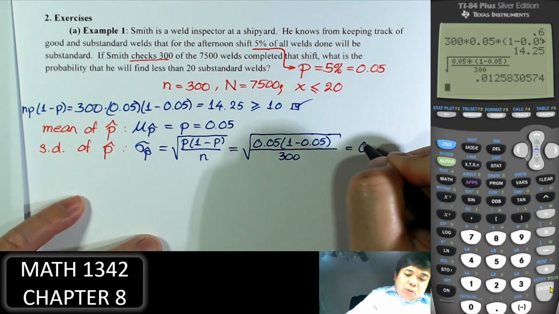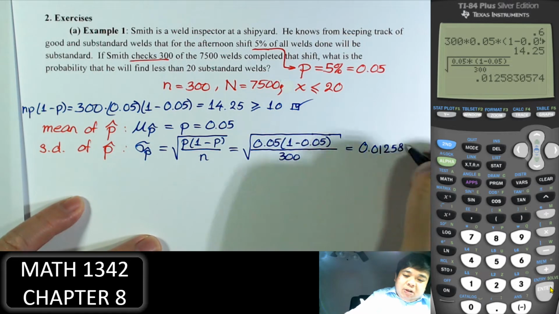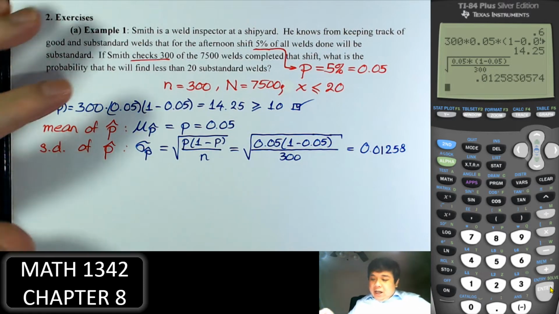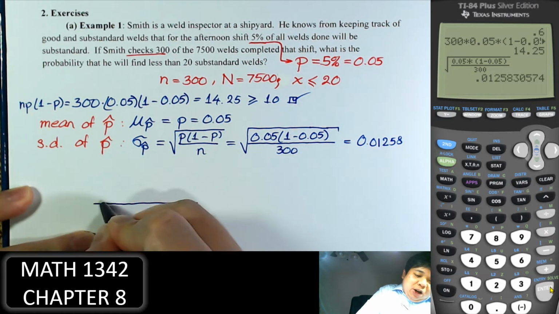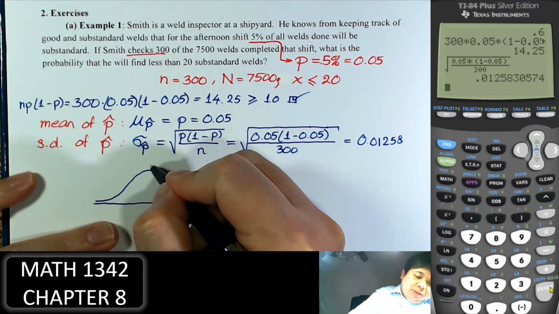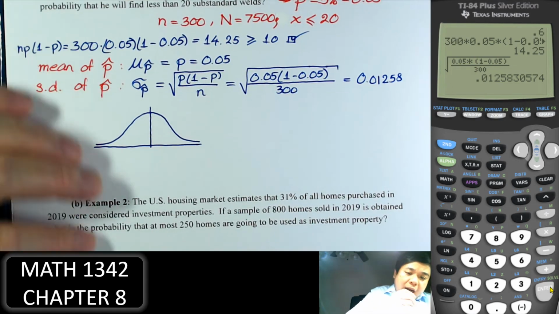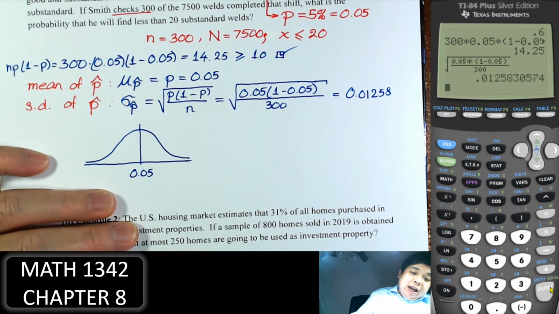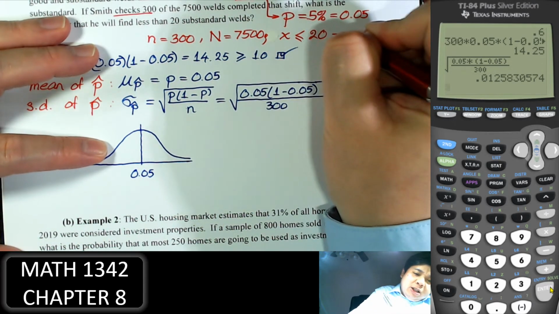So we have 0.01258, right, about that much. Now, it is approximately normal, right? So we will have the normal curve. We know the mean now is 0.05. And the question here, we want less than 20, because we have to convert this.